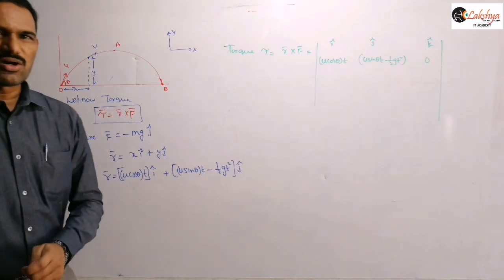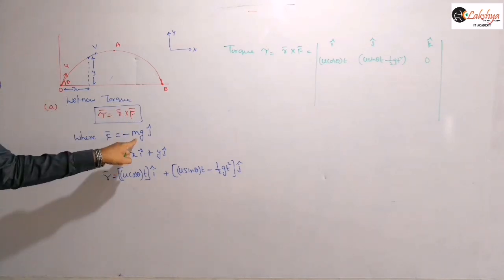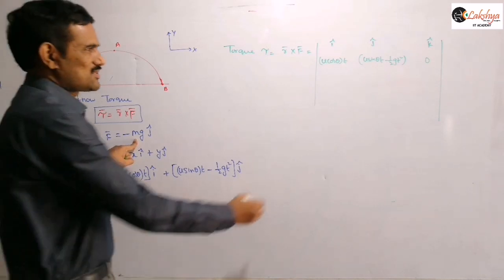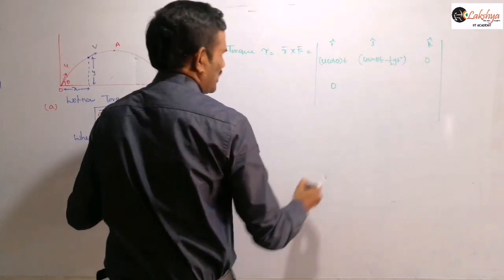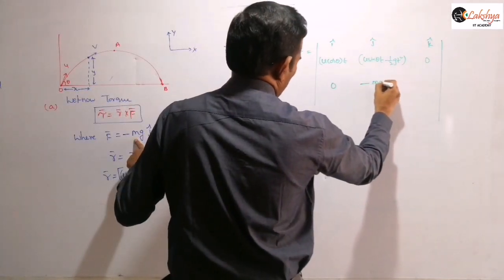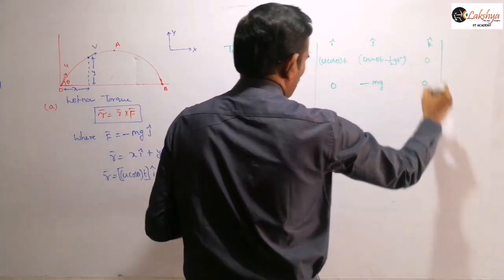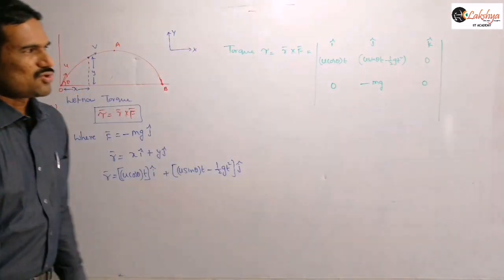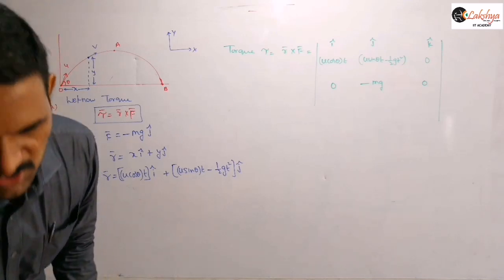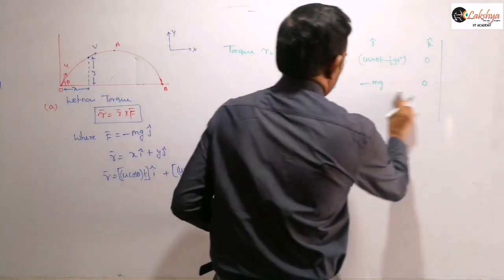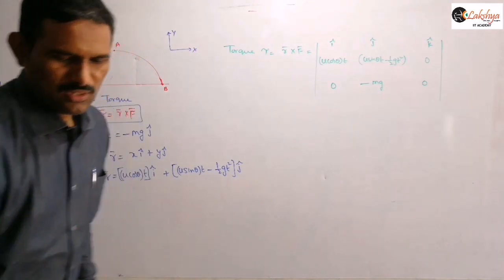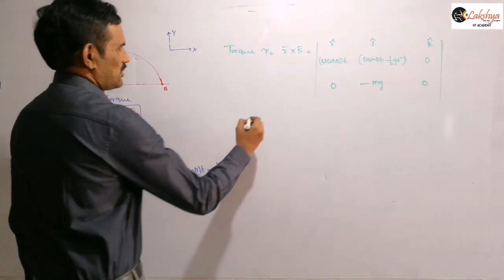Next, write the f bar value. The f bar i cap coefficient is 0, the j cap coefficient is minus mg, and the k cap coefficient is 0. Right, so those are the coefficient values here. Now we need to simplify this vector.